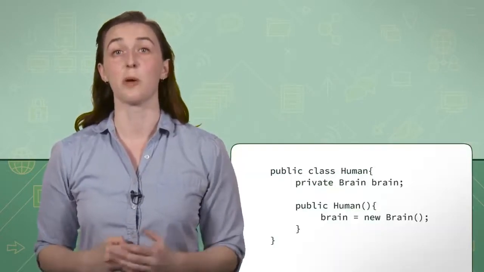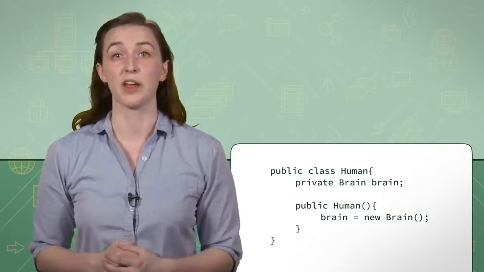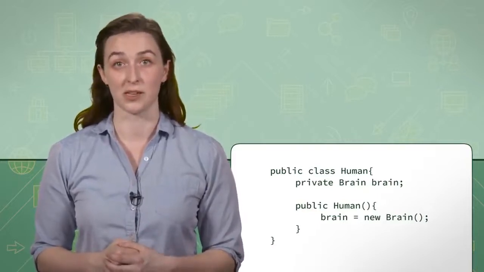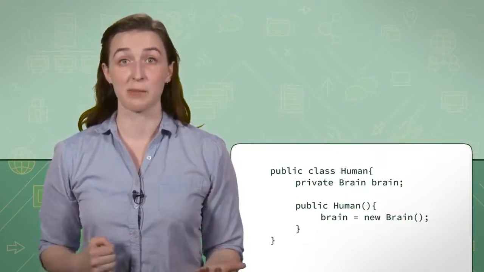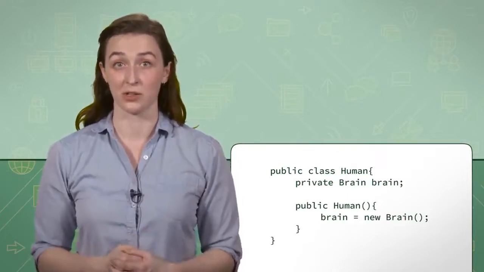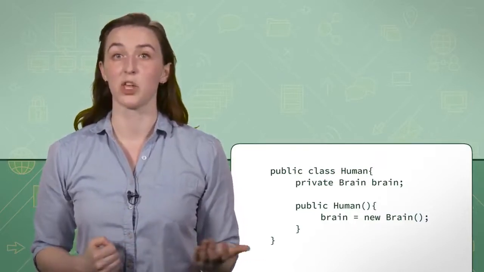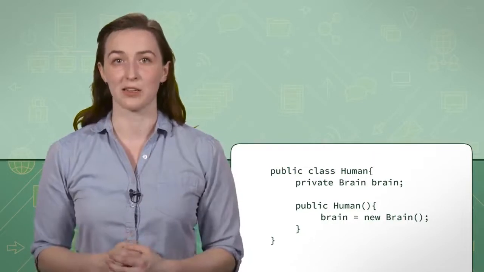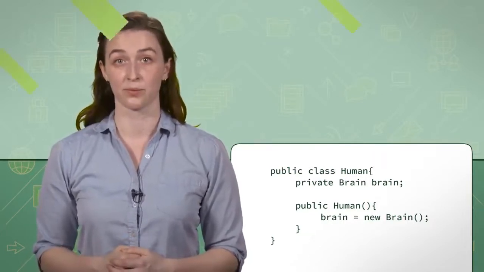Here is an example of composition using Java. In this example, the brain is created at the same time that the human object is. The brain does not need to be instantiated anywhere else, nor does it need to be passed into the human object on creation. The brain is automatically created with the human. The two parts, human and brain, are tightly dependent, with one not being able to exist without the other. Now you get to create some code that illustrates a composition.